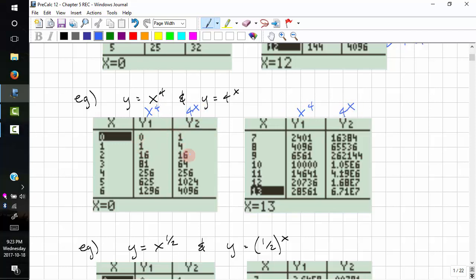Again, when the numbers are small, they're very close. Even when we get to 5, 4 to the x starts growing faster. And if we look at 13 to the power of 4, we get over 28,000. But 4 to the power of 13, this is 67 million. So again, it grows much faster.